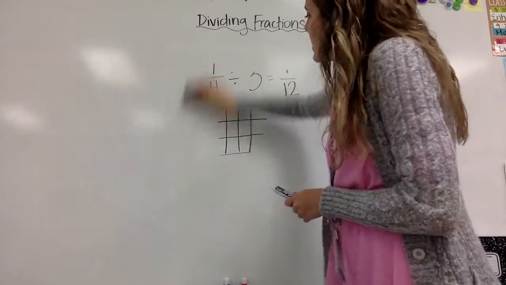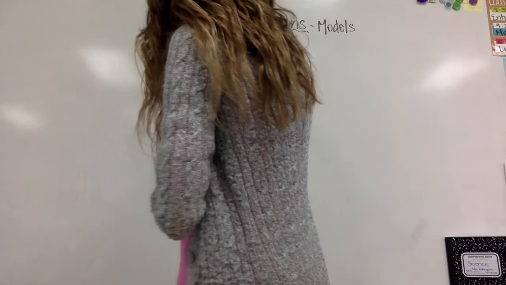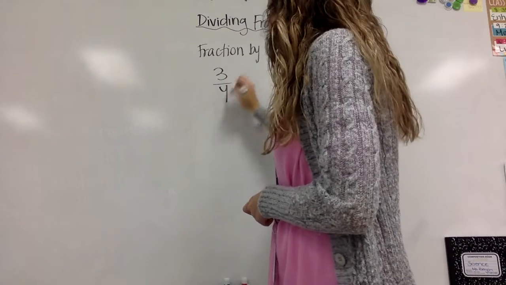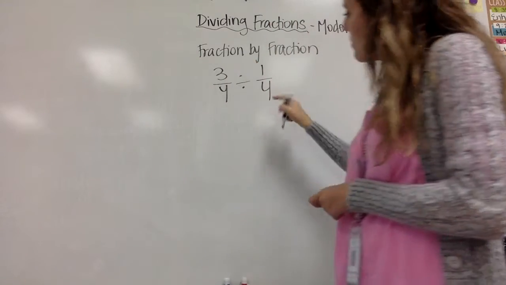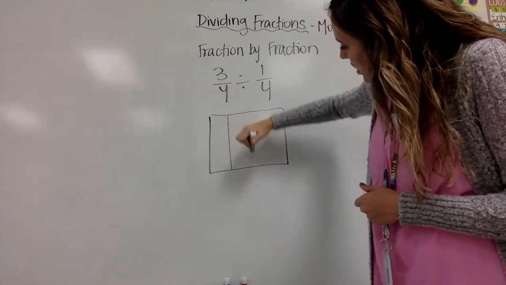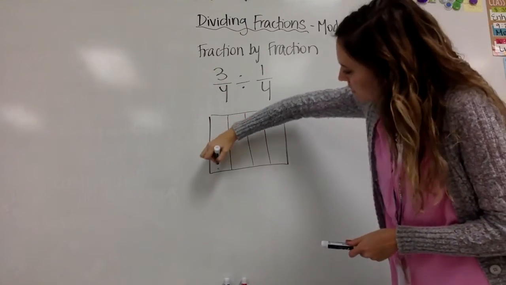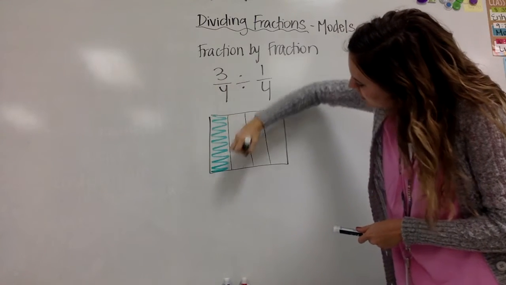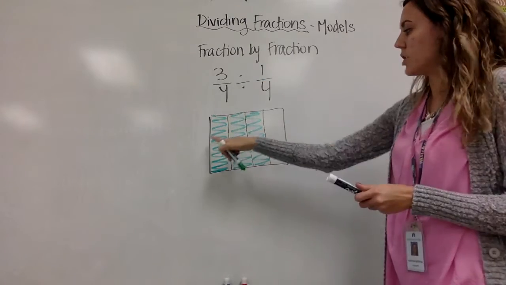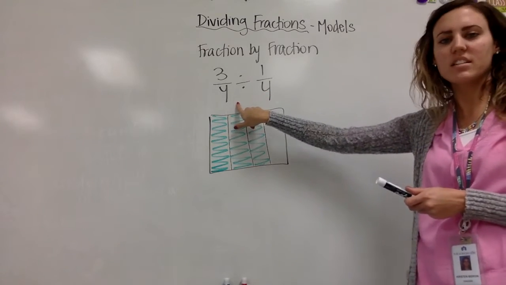The last type of division we're going to look at is dividing a fraction by a fraction with a model. So if I have 3/4 and I'm dividing it by 1/4, I'm going to start by drawing my 3/4. And I only want 3/4 of it, so I'm going to color in to show my 3/4. So this is 3/4 out of my whole, and I'm going to see how many times 1/4 fits into 3/4.